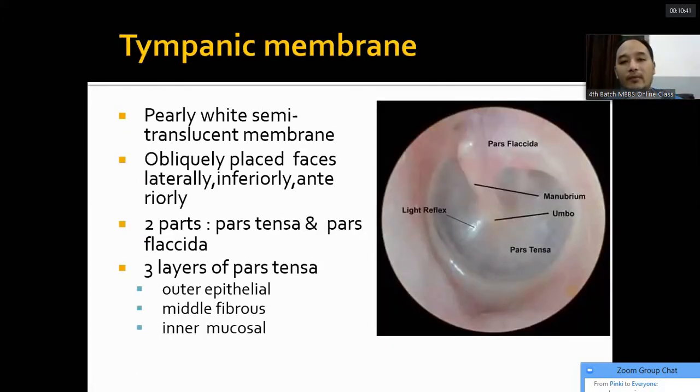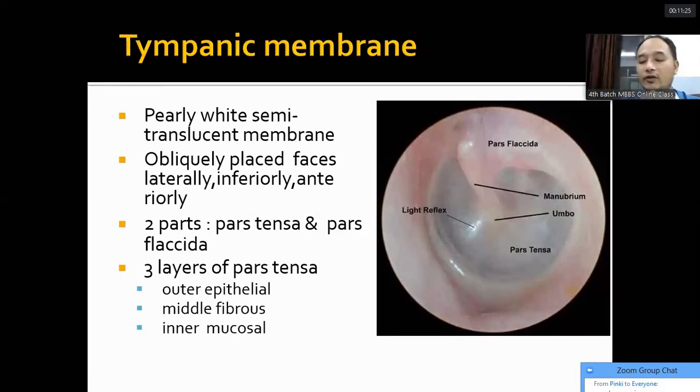Now, the tympanic membrane, the eardrum. The characteristic of the tympanic membrane: its color is pearly white or pearly gray, and it's not transparent, not opaque, it's a semi-translucent membrane. So we can see the shadows of the things in the middle ear through the tympanic membrane. We cannot see them clearly, and the view is not completely obstructed, but we can see the shadows. The tympanic membrane is not oriented quite vertically. It is obliquely placed: anteriorly it goes inwards, and inferiorly it goes inwards. So it is tilted.